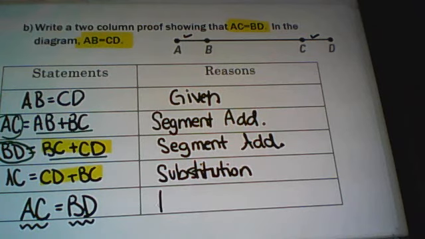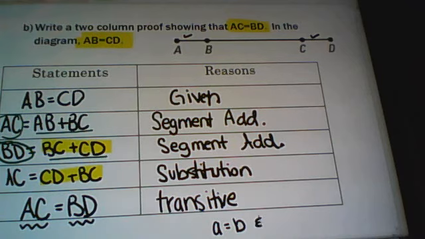So this here would be transitive property. And again, reminder, transitive property is simply this. If A is equal to B and B is equal to C, then A is equal to C. Remember, if two things are equal to the same thing, then they're equal to each other. And that's it for that segment addition proof.